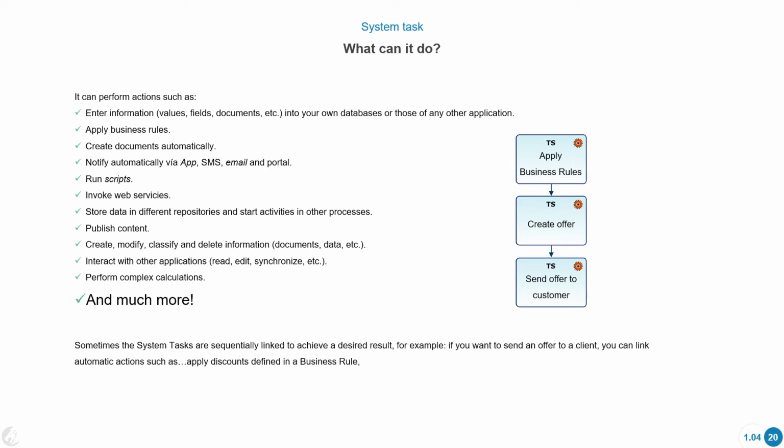Sometimes the system tasks are sequential and they're linked to each other in order to achieve a certain result. For example, if I want to automatically send an offer to a client, we might link automatic actions such as applying discounts, defining a business rule, and so on.